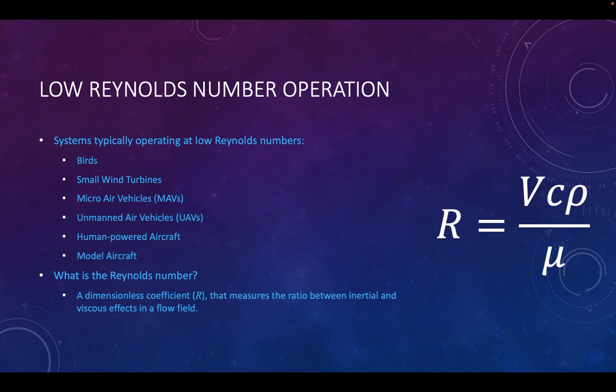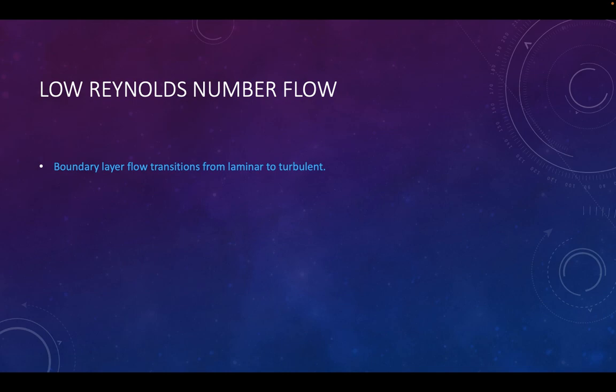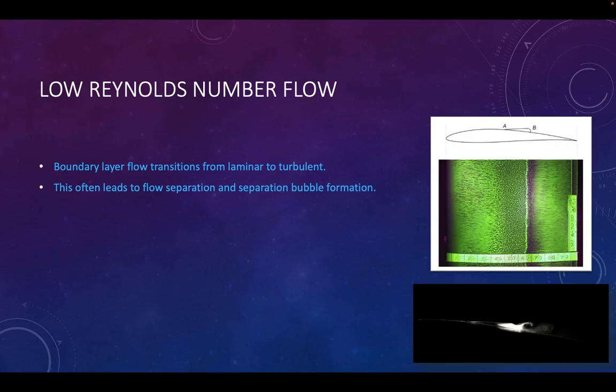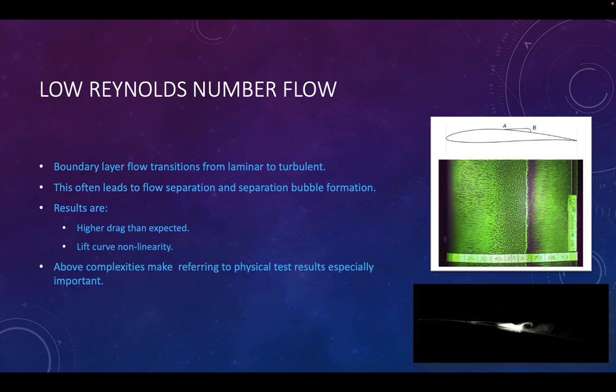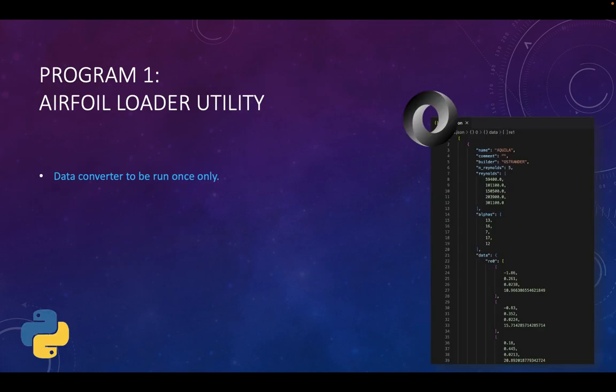The Reynolds number is a dimensionless coefficient that measures the ratio between inertial and viscous effects in a flow field. Low Reynolds number flow is characterized by a boundary layer that transitions from laminar to turbulent, which often leads to flow separation and the formation of separation bubbles, as visualized in the images on the right, courtesy of the UIUC. The results are higher drag than expected and a lift curve that's non-linear. These complexities make referring to physical test results especially important when working in this realm.